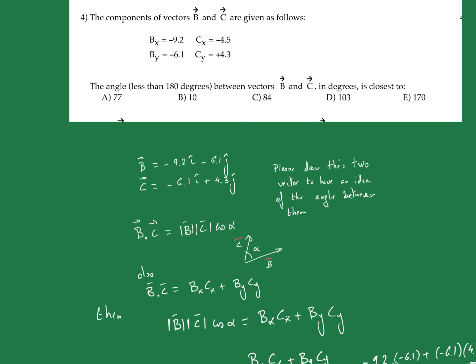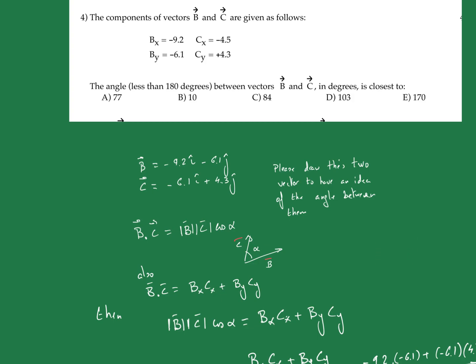The other part of the equation, V dot C, the dot product of these two vectors, is the x component of V multiplied by the x component of C, plus the y component of V multiplied by the y component of C. So this is equal to this part. The magnitude of V multiplied by the magnitude of C, the length of V times the length of C, times cosine of alpha is equal to this part.